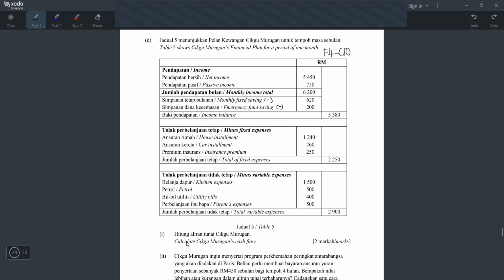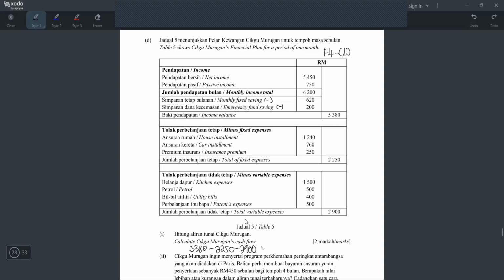Okay, now they say calculate Encik Murugan's cash flow. This is easy. Just take your income balance 5380 minus all the fixed expenses 2250 and minus all the total variable expenses. That's how you get your cash flow. Okay. So 5380 minus 2250 minus 2900. Okay, the calculator give me 230.